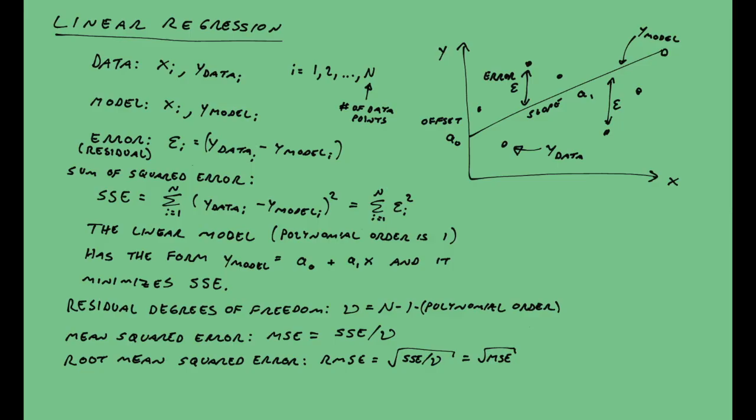Something we see a lot of is the root mean square error. And here we're tacking on another process. We're taking the mean square error and then taking the square root of that. And very often the root mean square error is reported to characterize how well the model works, how well it fits the data.